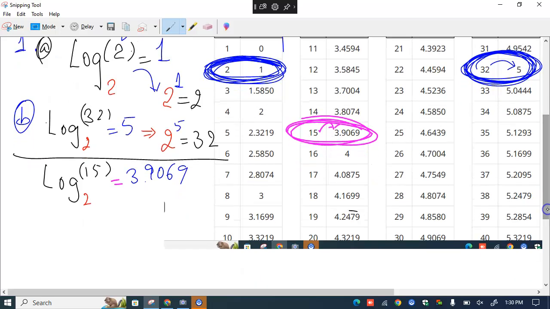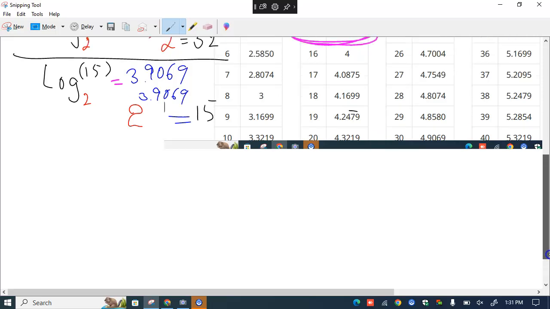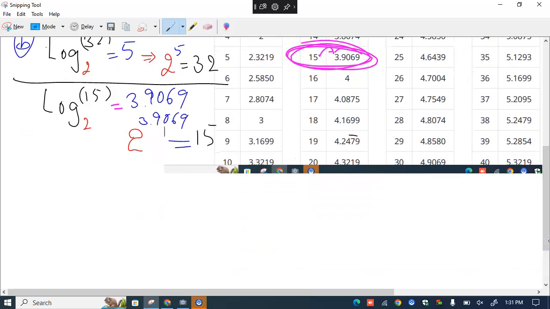You're supposed to write in the exponential form. So I'll start with the base, the red base. So there 2 is the base. The exponent is 3.9069 and equals, the answer is 15. So this answer that you see here, I'm going a little further, to understand why it is 3.9. Now 3.9, what's this? 3.9069 is a number between two whole numbers, 3 and 4.